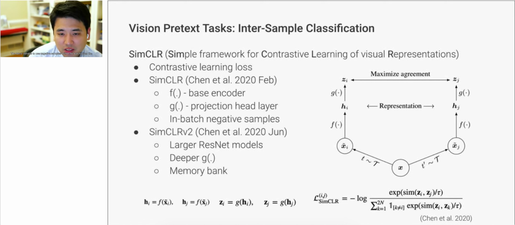The latest trend is to use negative samples within the batch, given the improvement in the hardware to allow for large batch sizes and the simplicity of the implementation without a memory bank.